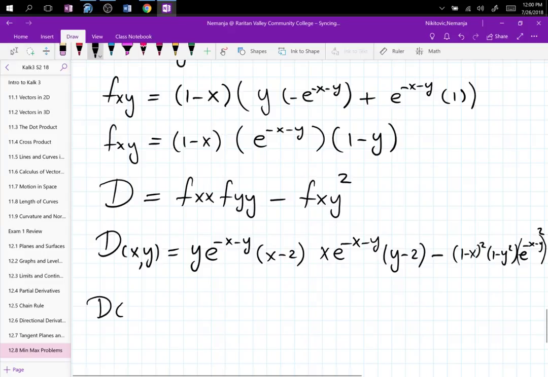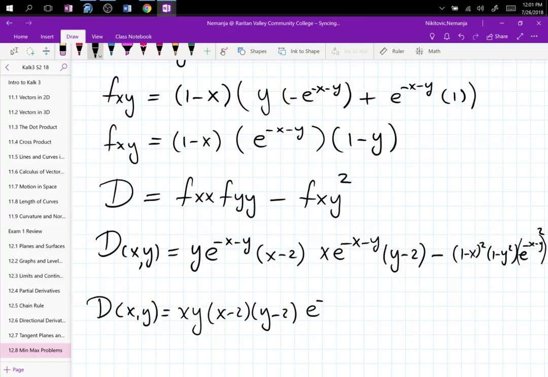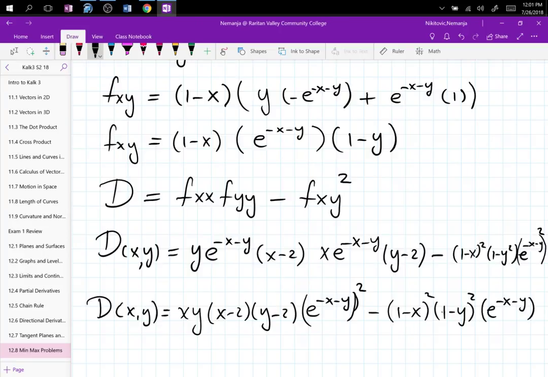So now d of xy is equal to, I have x, y, x minus 2, y minus 2, and then e to the negative x, negative y squared, minus 1 minus x, 1 minus y, both of those are squared, and then e to the minus x minus y squared.